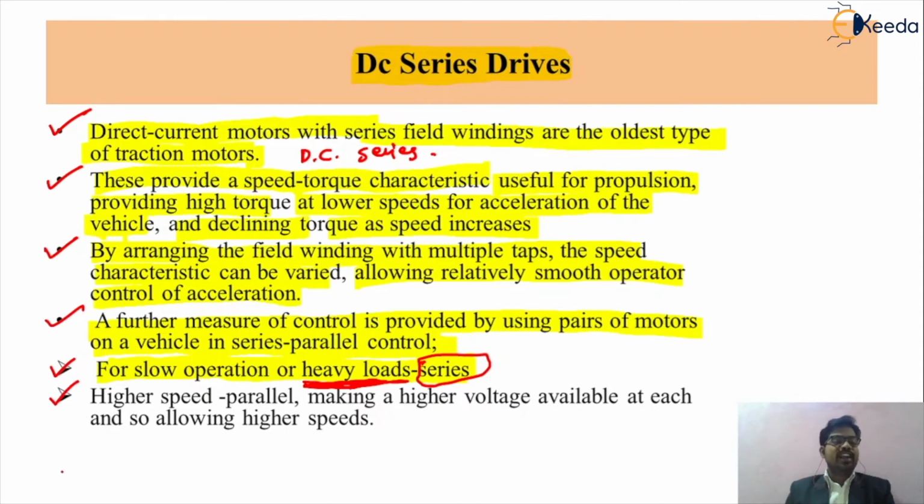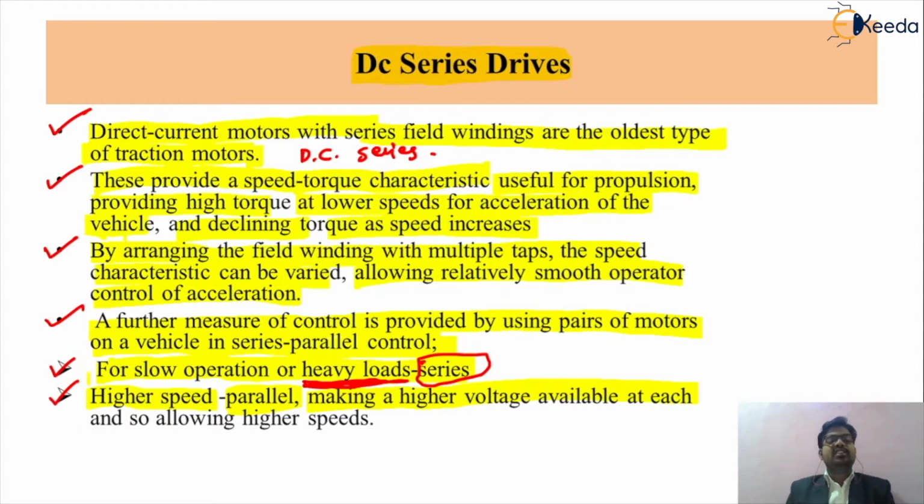And if you want to get a higher speed, then we connect two motors in parallel, making a higher voltage available at each motor, and so a higher speed follows. So this is a very important concept while we are designing such type of motor. So we have the fundamental concept: while connecting DC series motors, we use a combination.